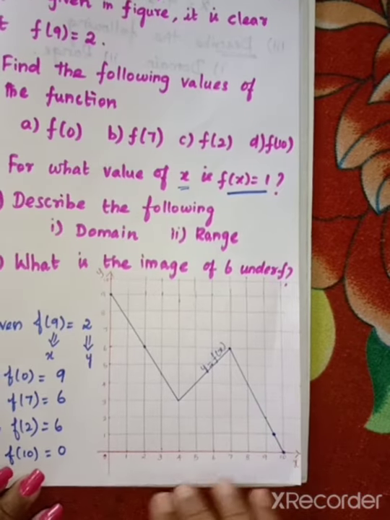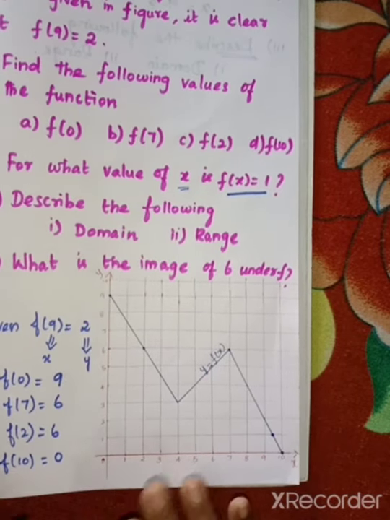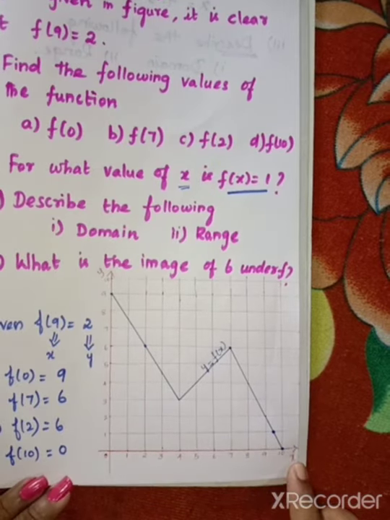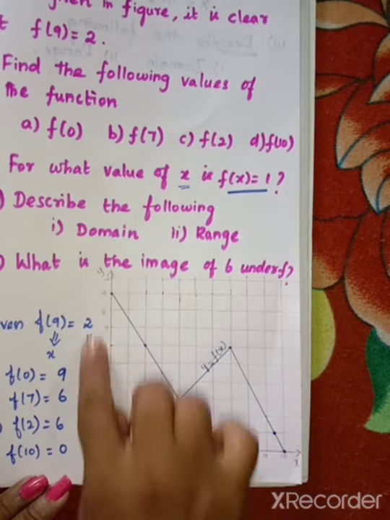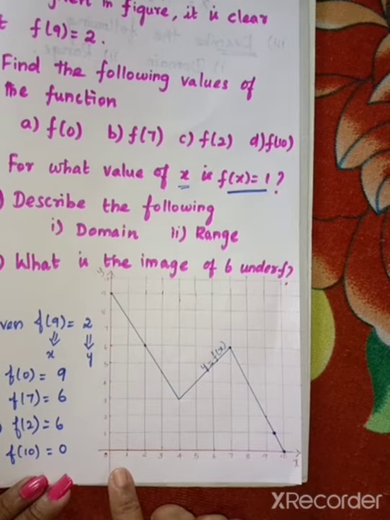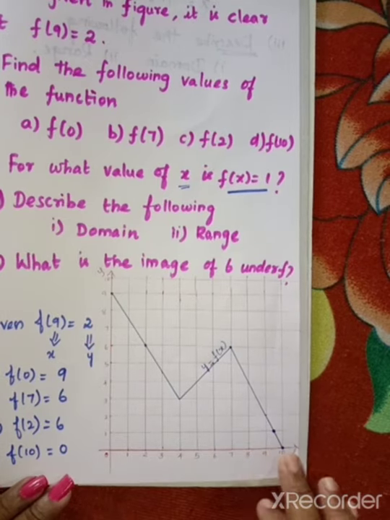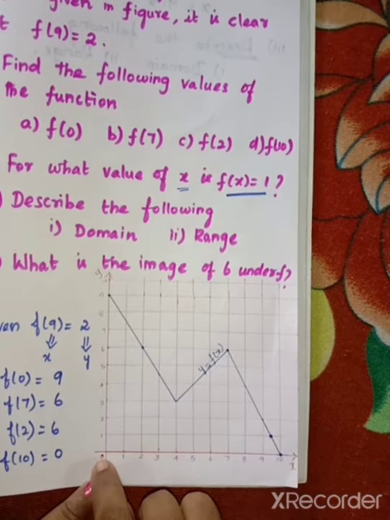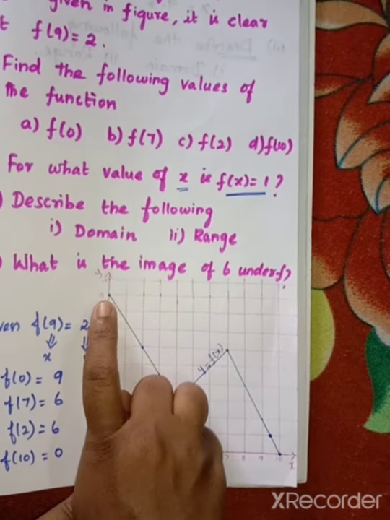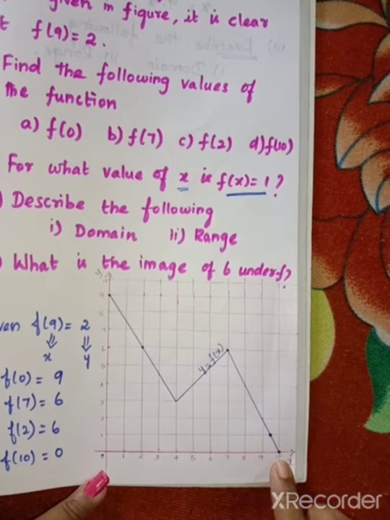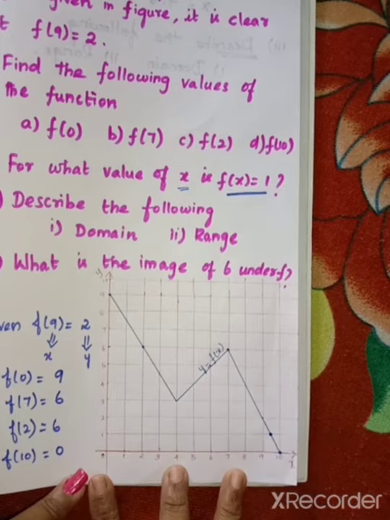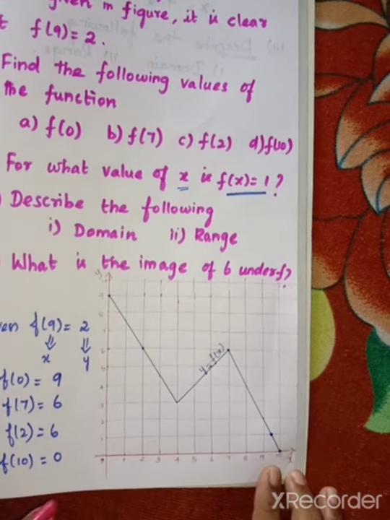From this graph, we want to identify the axis for the domain and also for the range. Here the x-axis is considered the domain and the y-axis the codomain. The domain is 0 to 10 because 0 is a pointed value and 10 is also pointed there. So the values in between are 0 to 10, and the domain is 0 to 10.